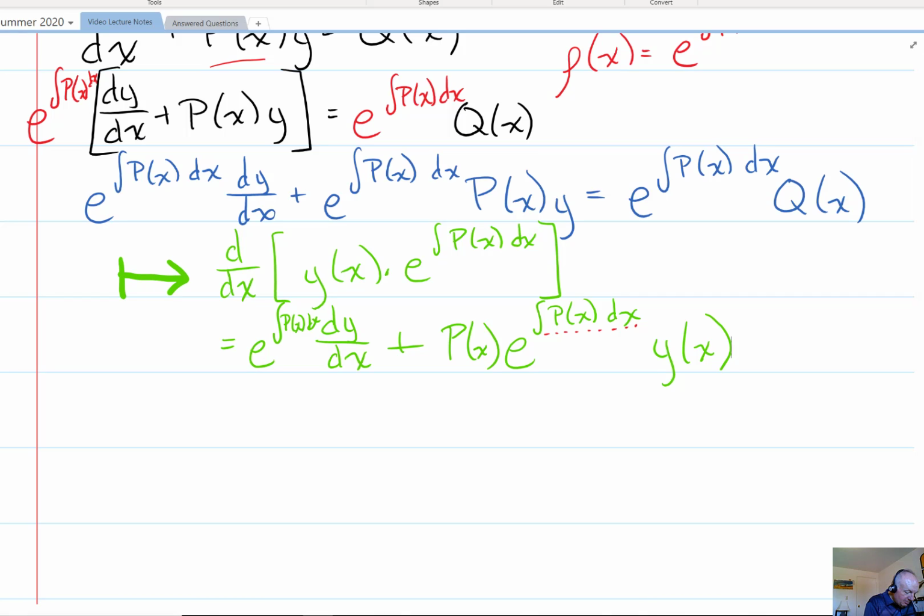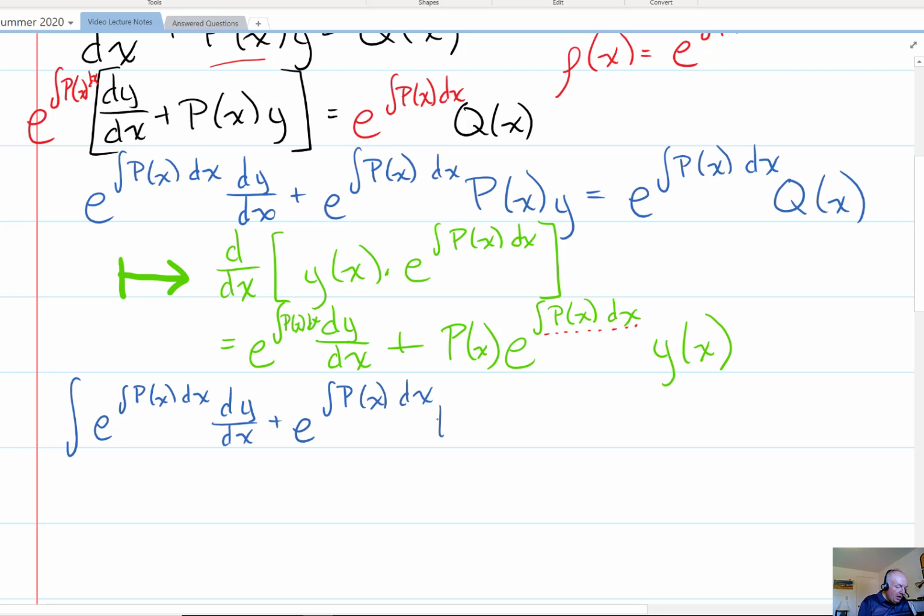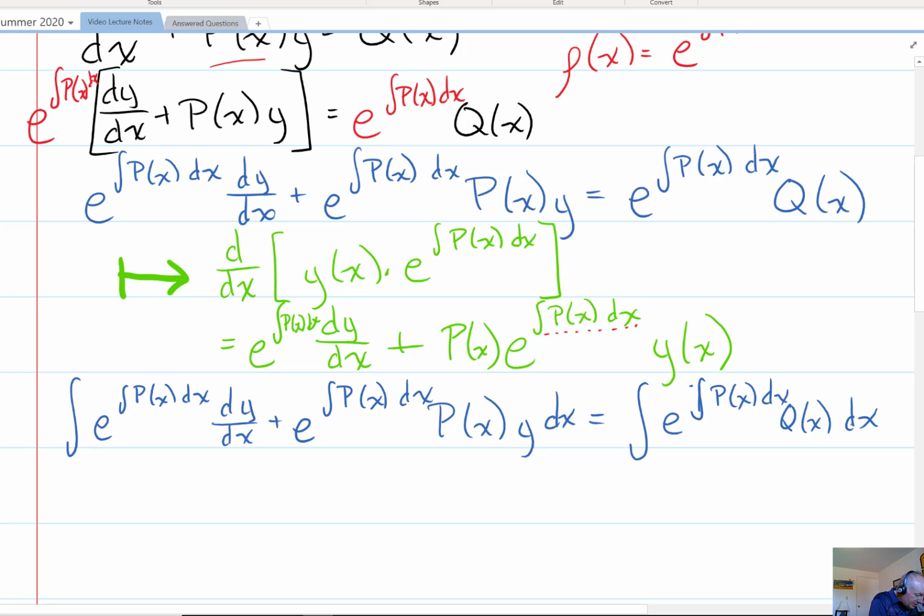And all this commentary is making it look more complicated than it really is, because when you integrate this left-hand side, well, actually, we're working on the entire equation here, so we got to integrate both sides, right? Which is kind of what we do. The integral of e to the integral of p of x dx dy dx plus e to the integral of px dx px y equals the integral of, and we're doing the dx, the integral of the right hand side, which is e raised to the integral of p of x dx q of x dx, right?